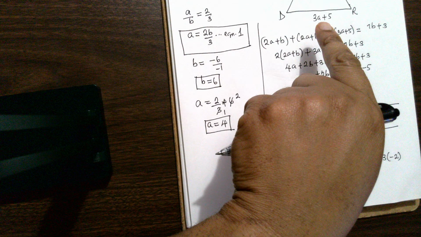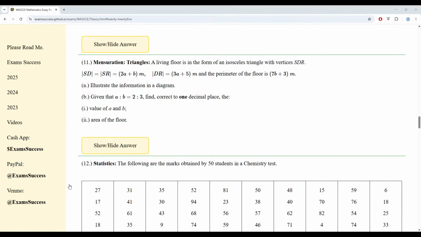So in this solution, I used Heron's formula. That is when you're given the three sides of a triangle, how do you find the area? But in this video, let me use another approach. So first of all, let us find the sizes of these sides of the triangle.